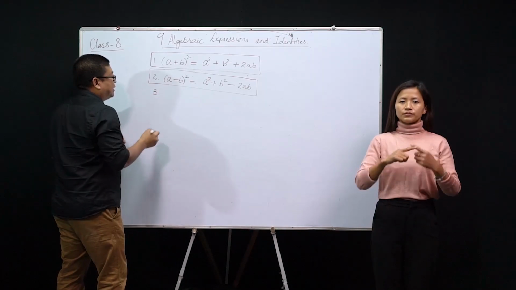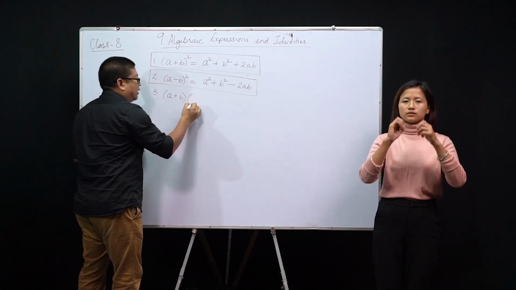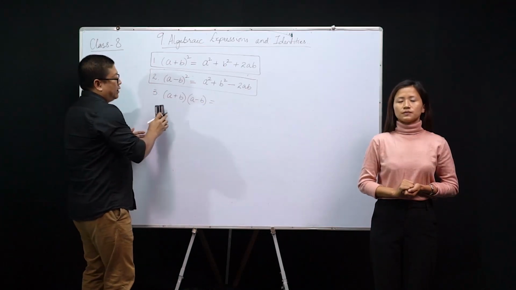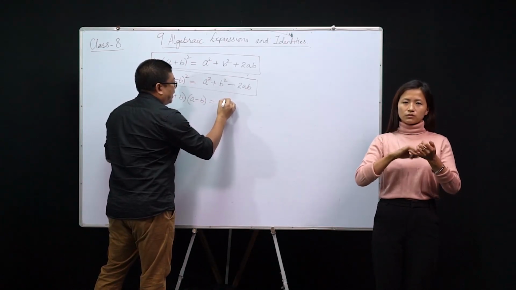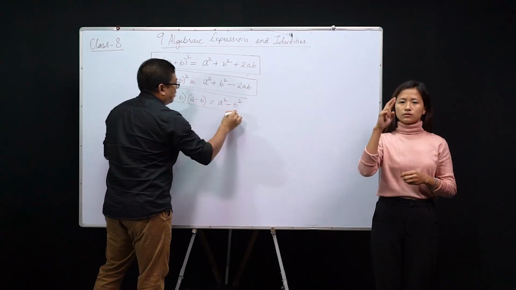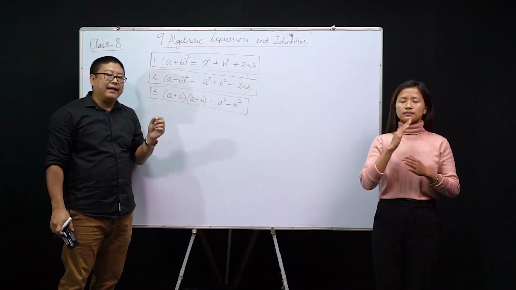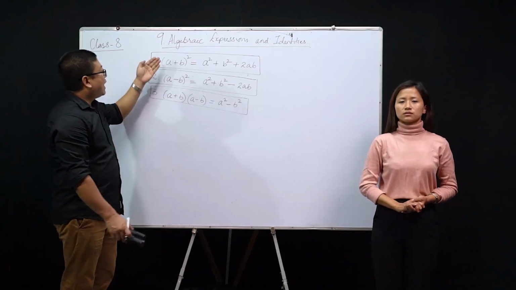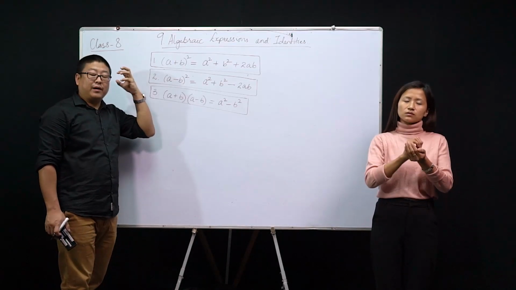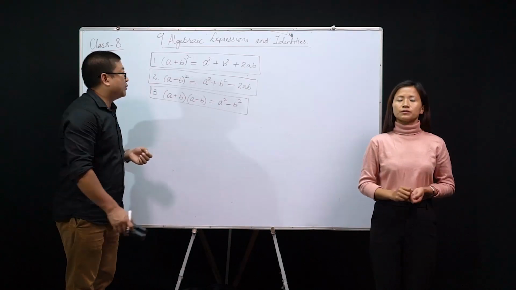The third identity: (a + b) into (a - b). If you solve this, you will get a square minus b square. So these are the three standard identities. You have to memorize them. Please have them at your fingertips so that you'll be able to solve the problems that we are going to solve in the next question.